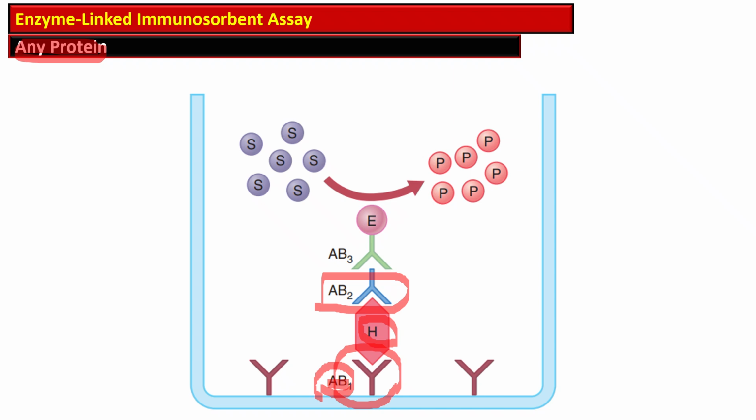Then an enzyme linked antibody is used. This AB3 that is linked to the enzyme is used, and this antibody recognizes AB2, and then a colorless substrate is added. This enzyme catalyzes this reaction, converting the substrate into a colored or fluorescent product. The intensity of the color or fluorescence correlates directly with the hormone concentration.